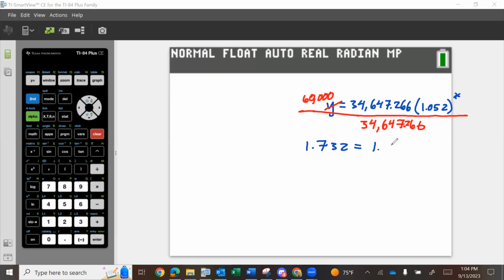equals 1.052 raised to the x power. Okay. All right, so now how do we get this 1.052 away from the x? They're not being multiplied, so you can't just divide it away. And the 1.052 is not in the exponent. You can't just say, hey, I'll just raise both sides to the same power and that'll work.